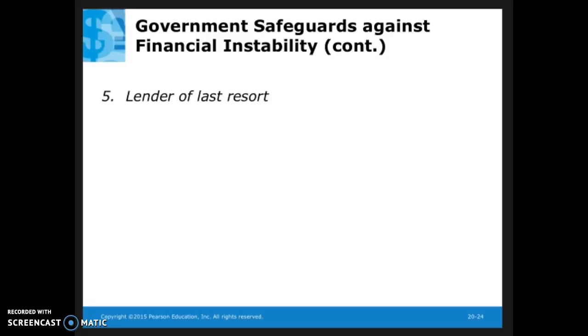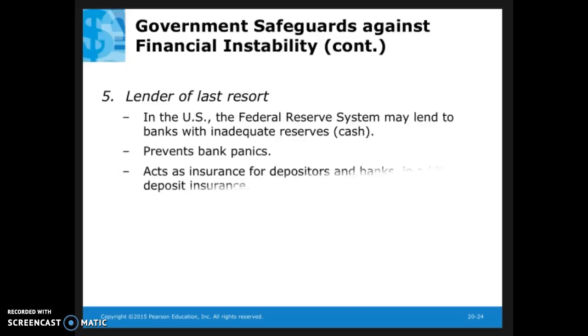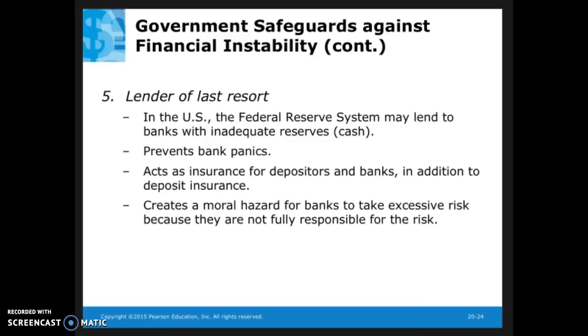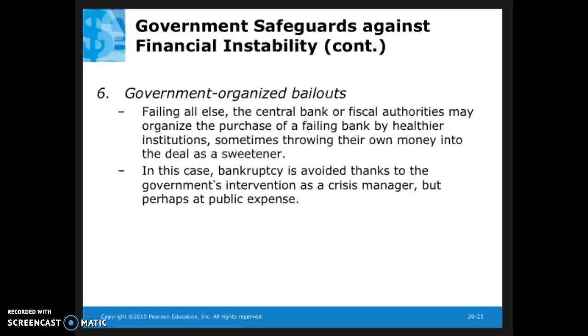Then we have the lender of last resort. In the US, this is the Federal Reserve System. This prevents bank panics and acts as insurance, but it also creates a moral hazard. So basically, if you know that you're insured for something, you're more likely to engage in the risky activity. So we have government organized bailouts. Failing all else, we might organize the purchase of a failing bank by healthier institutions. In this case, bankruptcy is avoided.